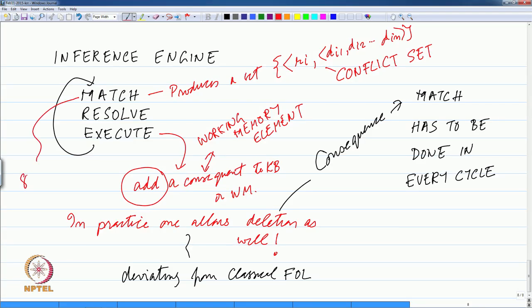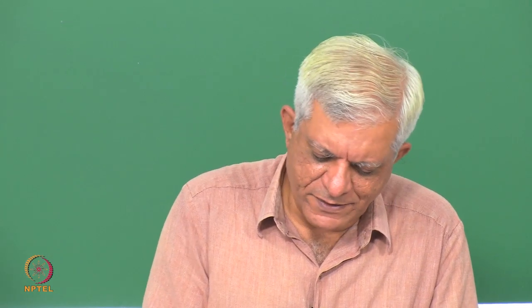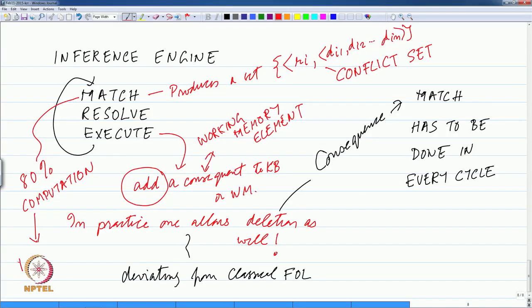And it has been shown that match consumes 80% of the computation time. Even with optimizations that we will talk about, the match part really takes up all the time in the cycle of match, resolve, execute. Resolve is the most straightforward process and execute is of course constant time essentially. So, in the next class when we meet, we will look at an algorithm which is more efficient, which is called the Rete algorithm.